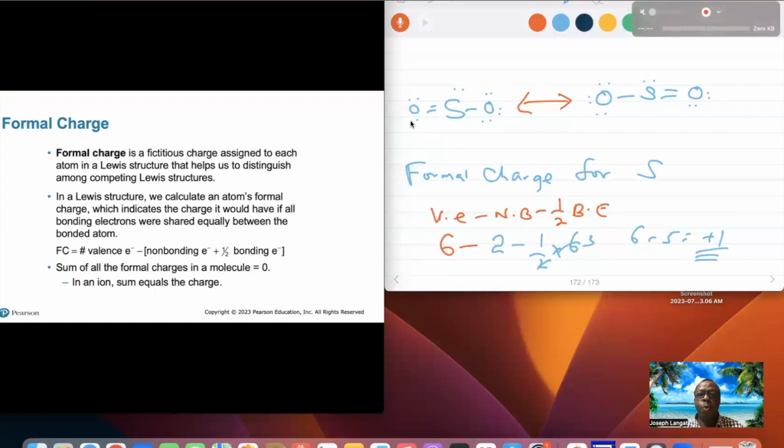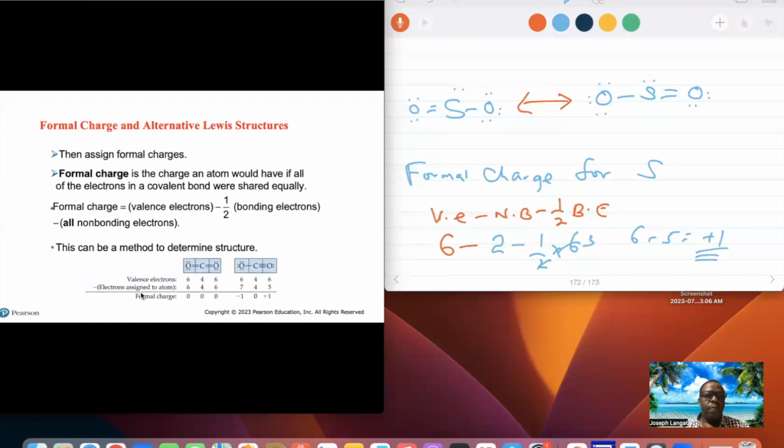Here we have 1, 2, we have 4 non-bonding electrons. 2 times 2, we have 4 bonding. I have 4 here, that's how you plug in this equation. The sum of all formal charges in a molecule is 0, but if it is a polyatomic ion, it should equal the overall charge.